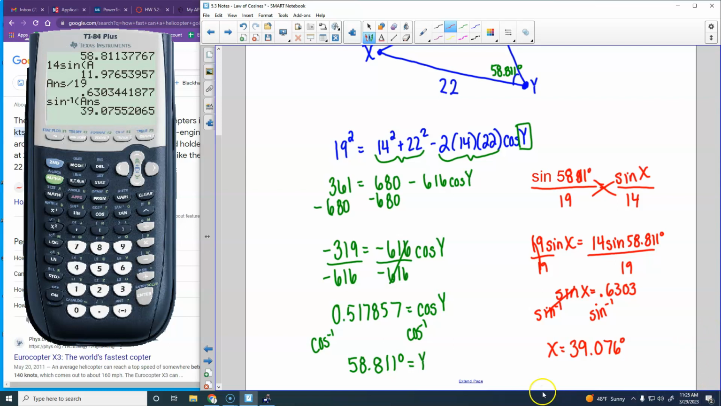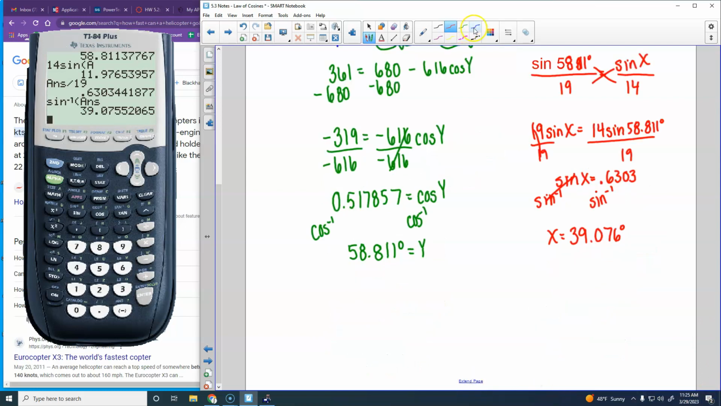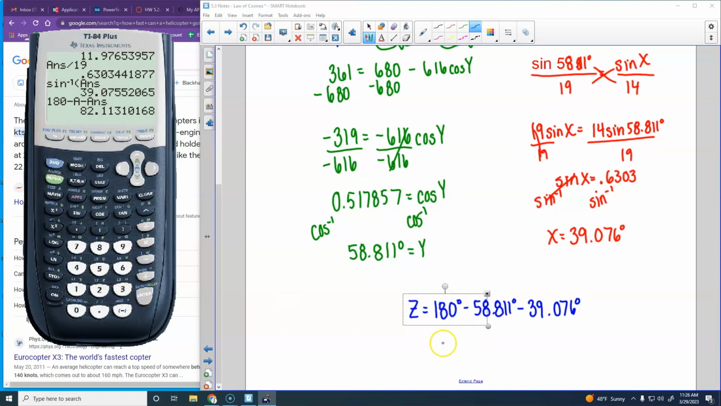That's your best answer. And then for the last one, for Z, that's going to be the easiest one to find now because we're just going to do 180 minus 58.811 minus 39.076 degrees. That is going to give us 82.113.